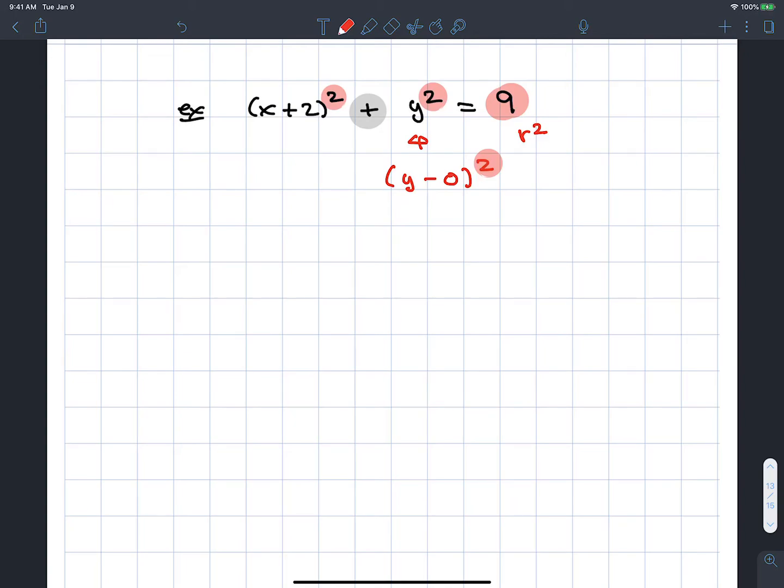So altogether, let's find the radius. R squared is 9. You're going to follow the same exact procedure, right? R is plus or minus 3. The radius is always positive. It's a circle.